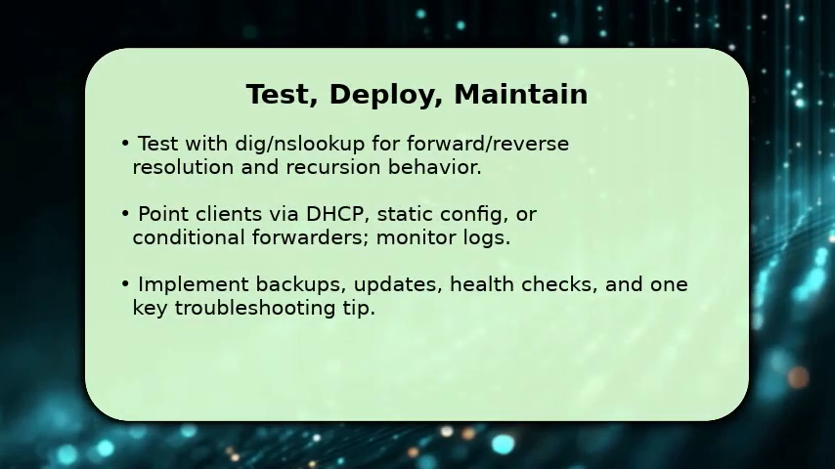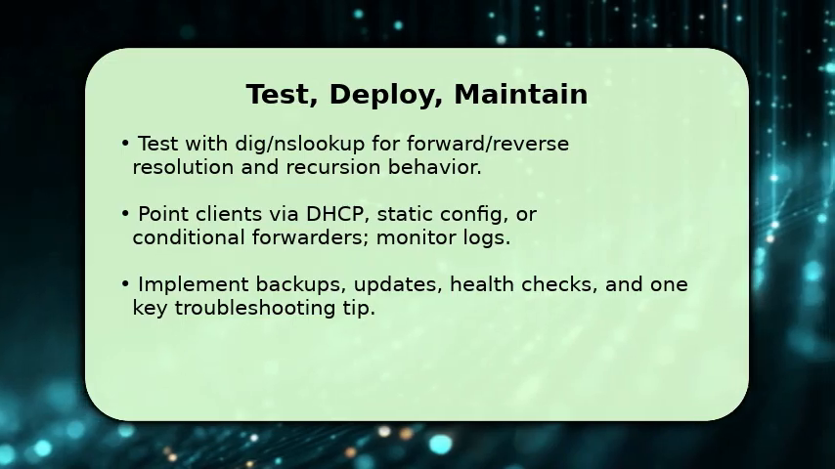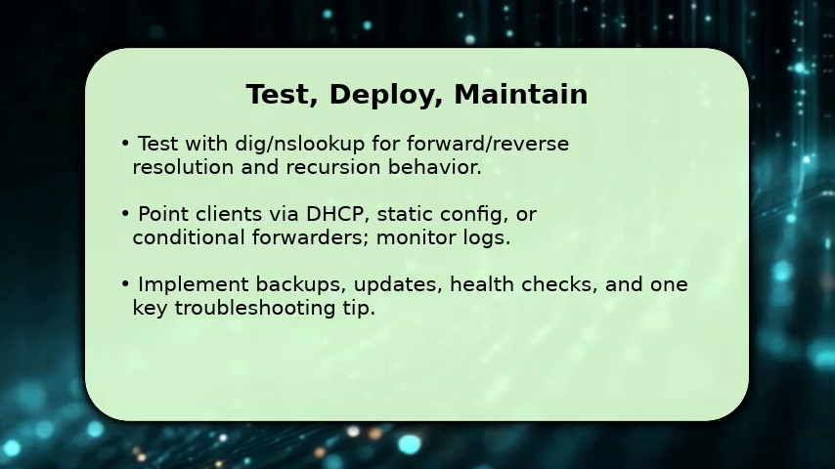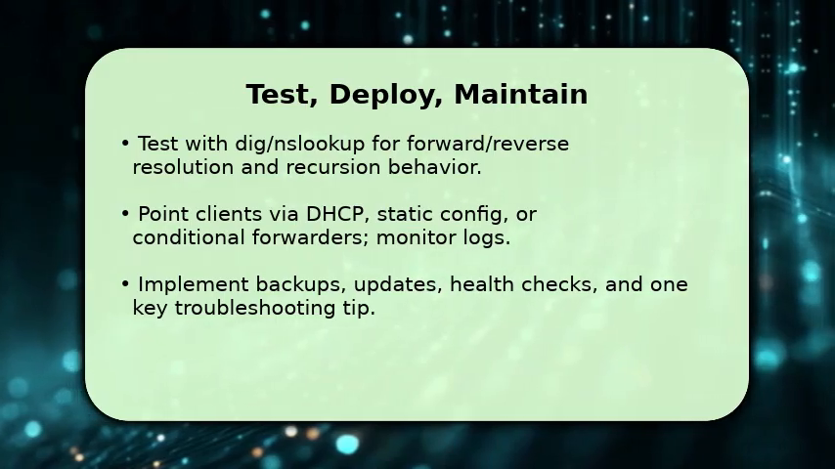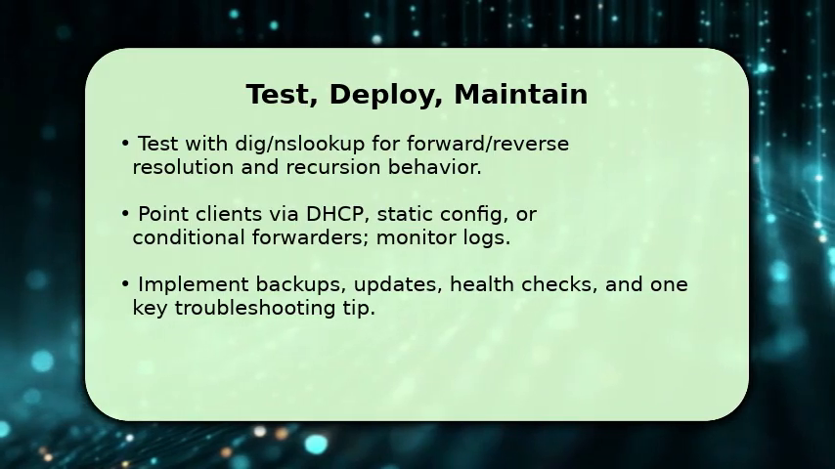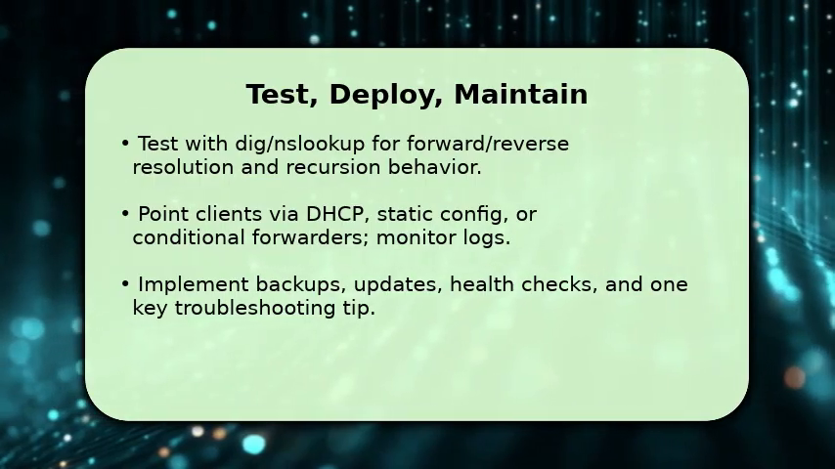You finish by validating operation. Use dig and nslookup to query A, PTR, and DNSSEC records, and verify recursion only answers trusted clients. Once satisfied, configure DHCP or client network settings to use your server, or set conditional forwarders on upstream resolvers.